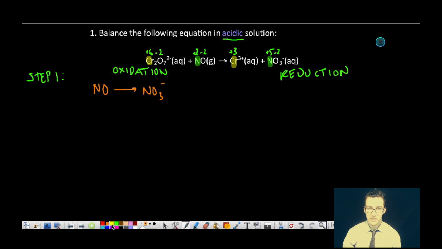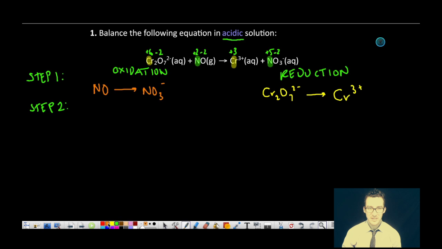And then our reduction half reaction is going to be the dichromate ion, or the Cr2O7 2-, forming that chromium 3+ ion in solution. So step one is just to identify the two half reactions, which we've done there, the oxidation and reduction half reaction. Step two is to balance your atoms that are not hydrogen and oxygen.